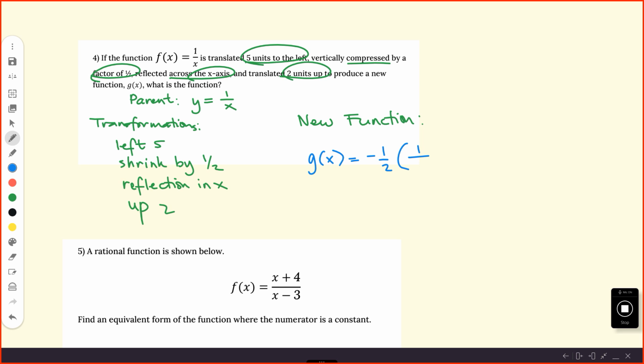Yes. 1 over, how do you write left 5? x plus 5. And then plus 2 will be for the up 2, right? Okay. Any question with this new function?